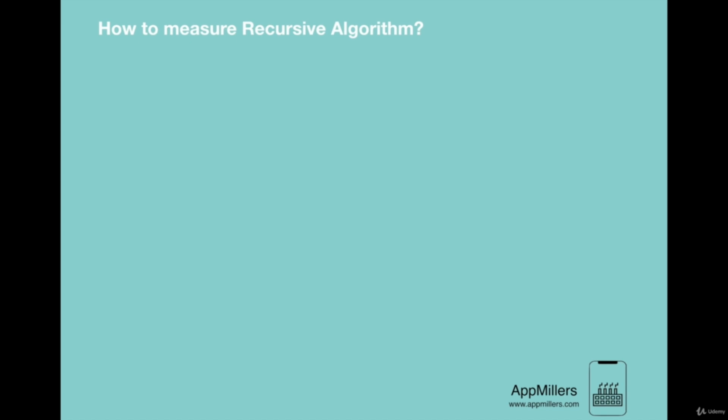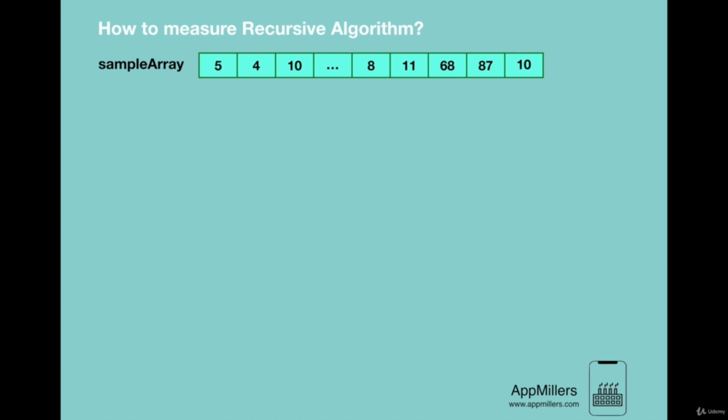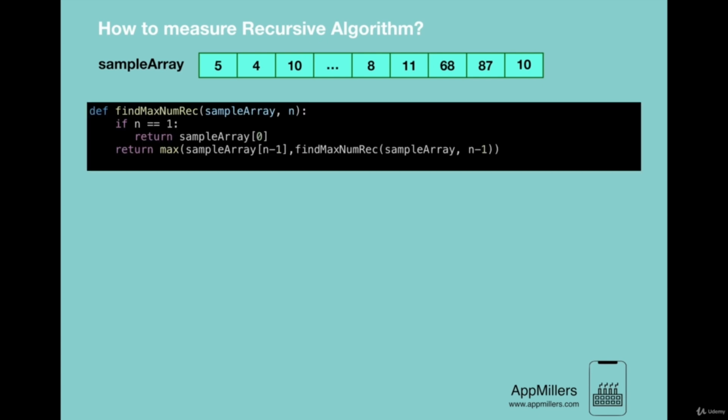Now in the last lecture, we learned how we can measure any given code using the 5 rules that we provided. Now we will look at how we can measure recursive algorithms. Here again, I'll use the previous example that we used to measure iterative code. So we need to find the biggest number in the array, but this time we will use recursive calls. So our function in Python will look something like this.